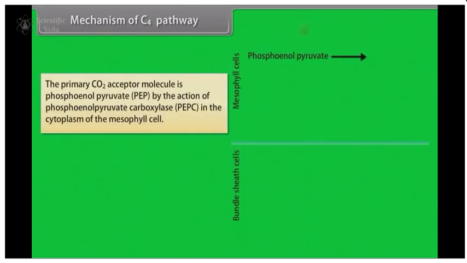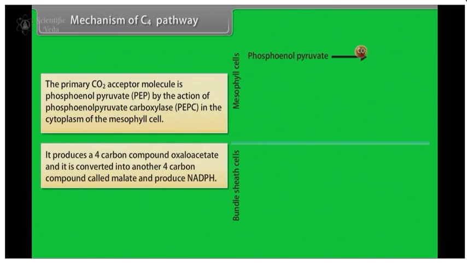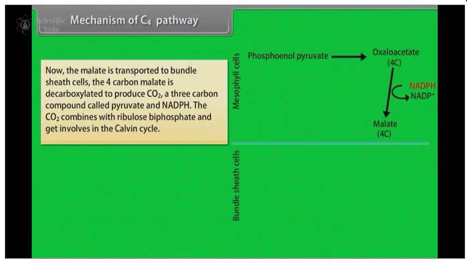Mechanism of the C4 pathway. The primary carbon dioxide acceptor molecule is phosphoenolpyruvate, by the action of phosphoenolpyruvate carboxylase in the cytoplasm of the mesophyll cell. It produces a 4-carbon compound, oxaloacetate, and it is converted into another 4-carbon compound called malate and produces NADPH. Now, the malate is transported to bundle-sheath cells. The 4-carbon malate is decarboxylated to produce carbon dioxide, a 3-carbon compound called pyruvate, and NADPH.